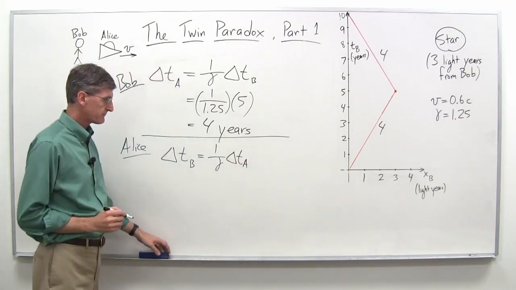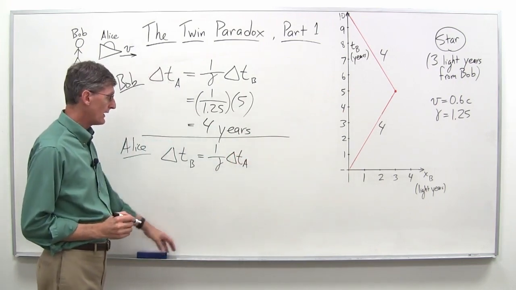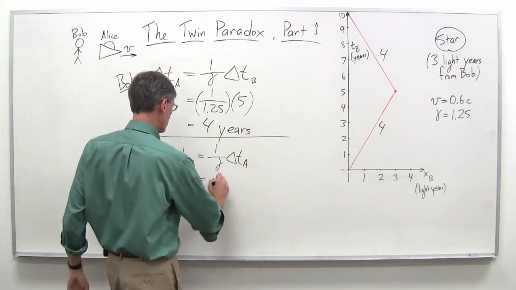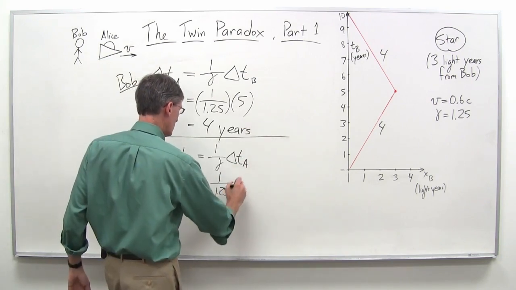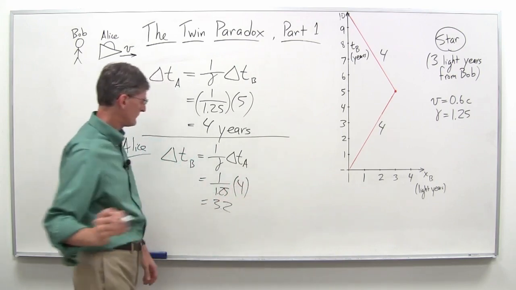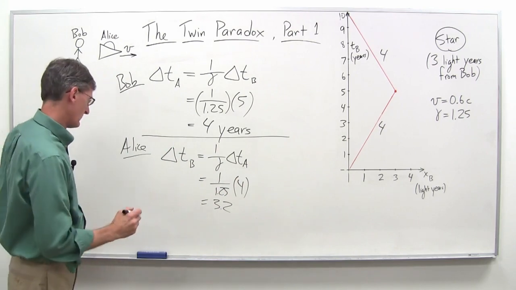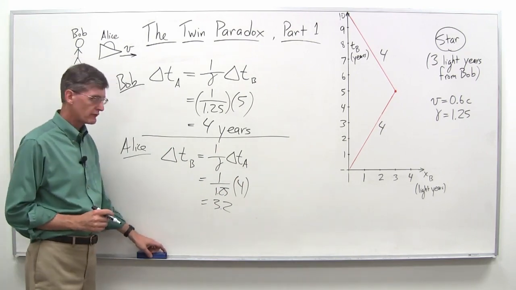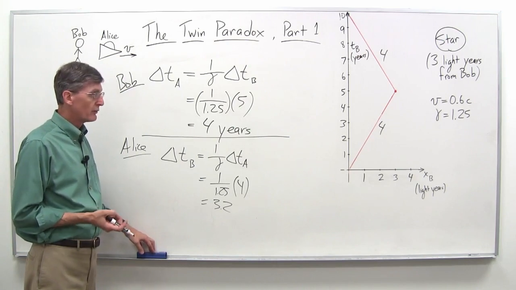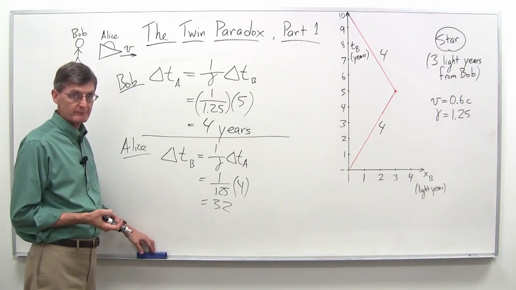delta TA. And so if you do that, if you do delta TA equals 4, so this is 1 over 1.25, and this is 4, you get 3.2. That's it, something like that. 4 divided, yeah. Okay, 3.2 years. So she sees his clocks tick off 3.2 years there.